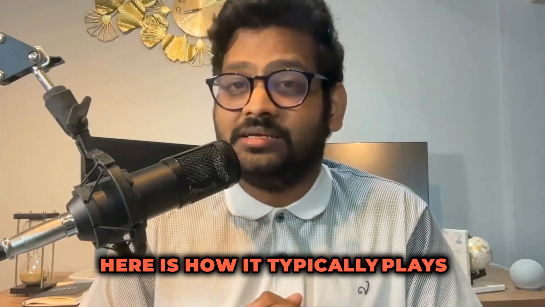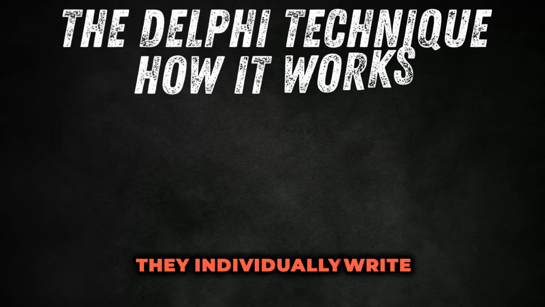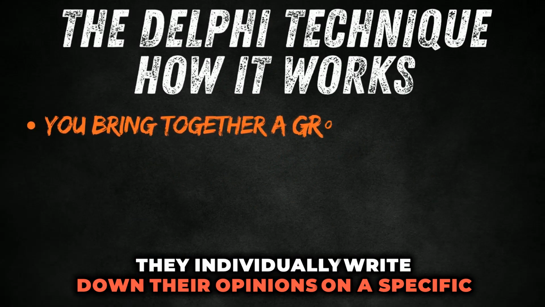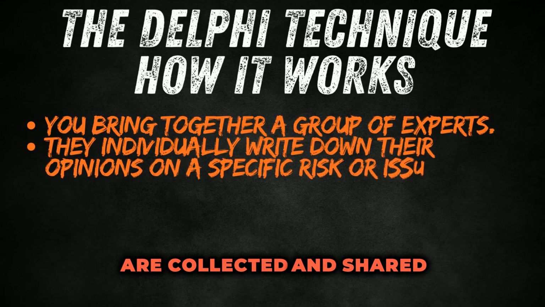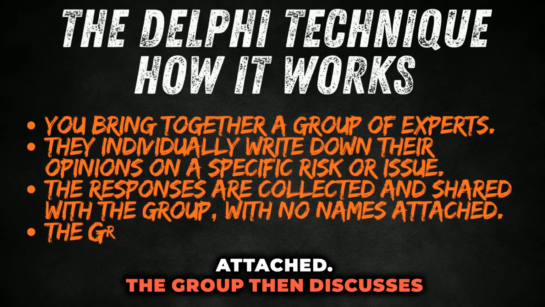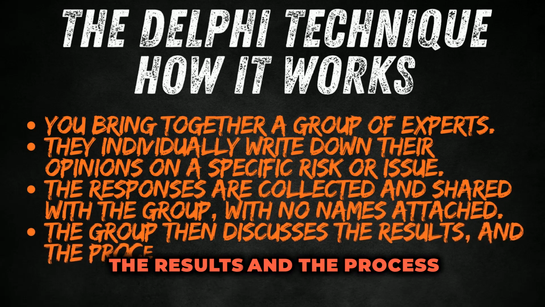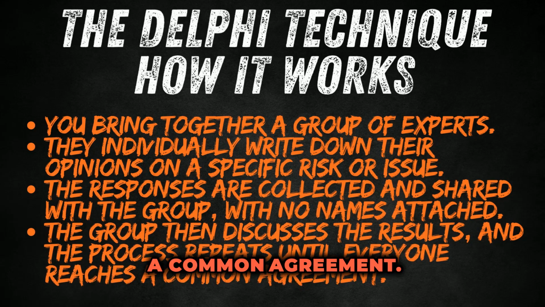Here's how it typically plays out. You bring together a group of experts. They individually write down their opinions on a specific risk or issue. The responses are collected and shared with the group with no names attached. The group then discusses the results and the process repeats until everyone reaches a common agreement.